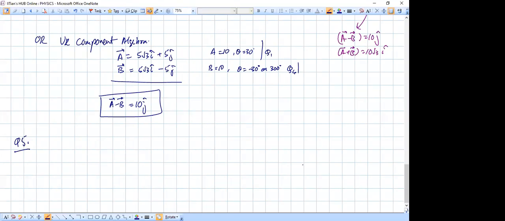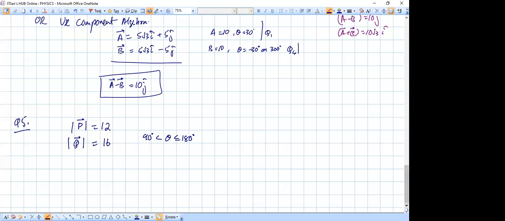So it says vectors P and Q are 12 and 16 in magnitude, and the angle between them is obtuse. So question 5 says P is 12 and Q is 16, and the angle theta is greater than 90, less than or equal to 180 degrees. So what we saw last time, when this happens, cos theta is negative, no? It is less than 0, greater than or equal to -1.